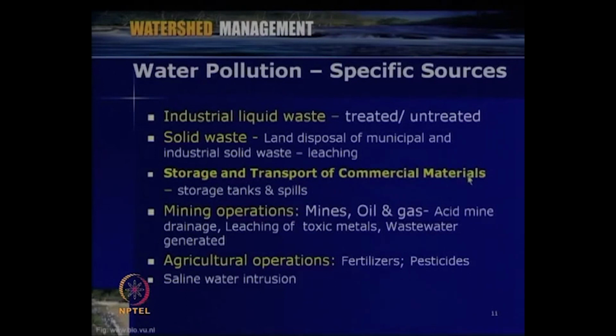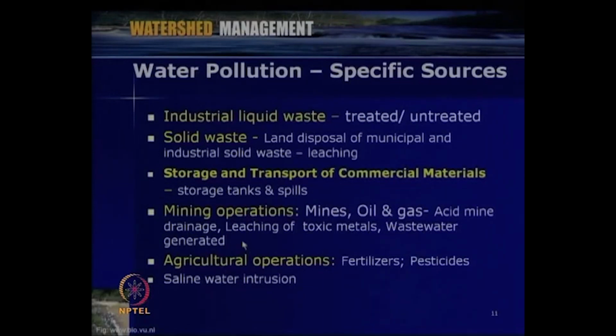And then storage and transport of commercial materials. If any tank spilling or tank breaking takes place, that will be a source of pollution. We can see that in the ocean also, when ships break or tankers spill, that can also be a source of pollution. Then another source of pollution can be mining operations. Mines use a lot of water for various purposes, and that washed water becomes a source of pollution. Then oil and gas, acid mine drainage, and leaching of toxic metals, all these become sources of pollution.